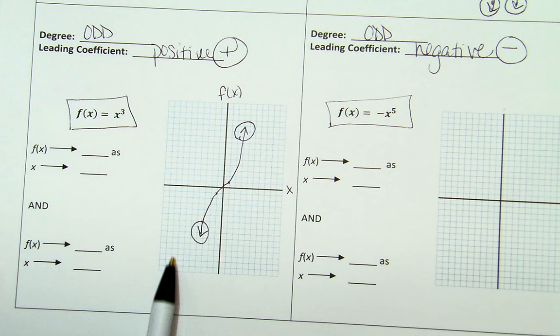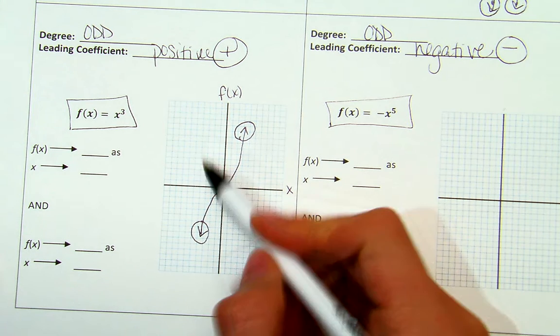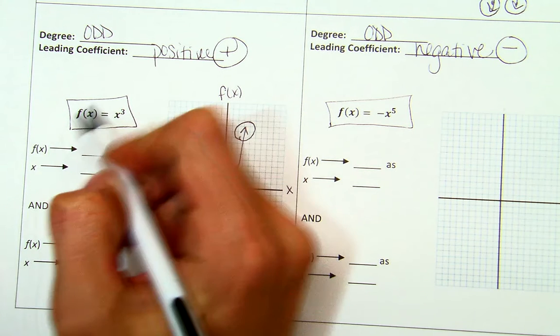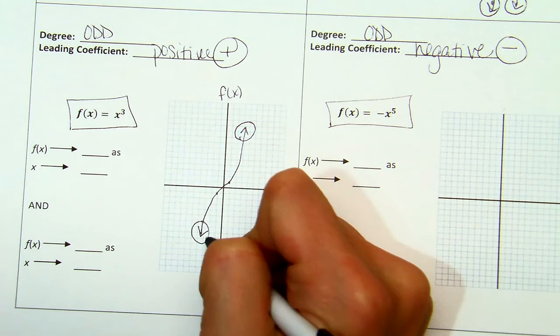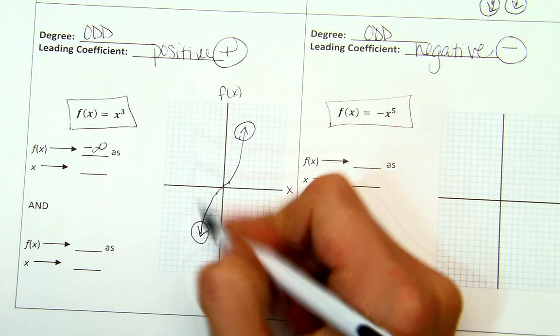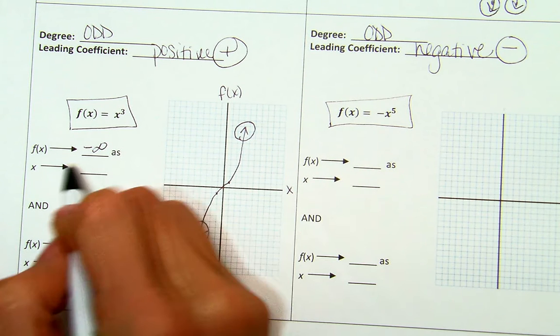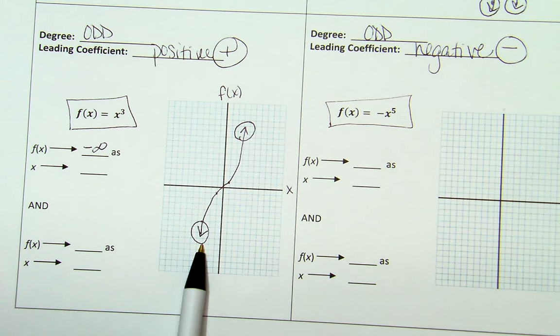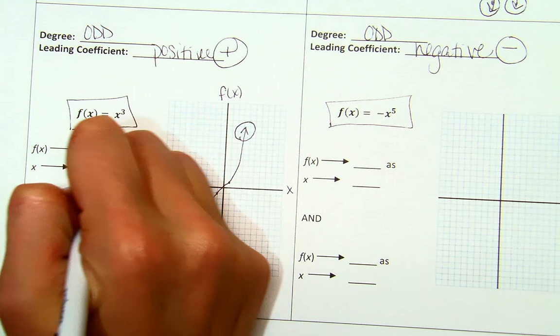So the first is we're going to start with the lower arrow. We're going to read left to right. This arrow down here is pointing down. So in the first case, f of x with this particular arrow is approaching negative infinity because it's pointing down. As x approaches, well, since this arrow is in the negative x region, it's going to be approaching negative infinity.